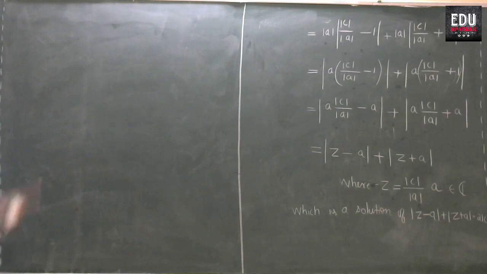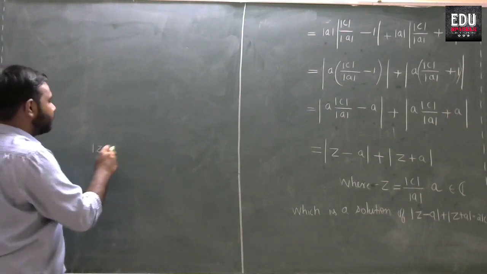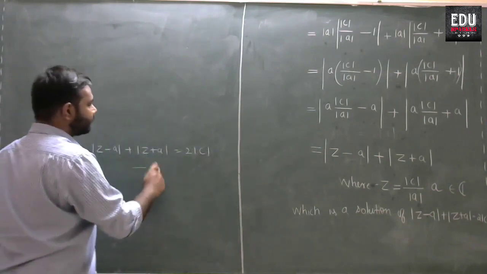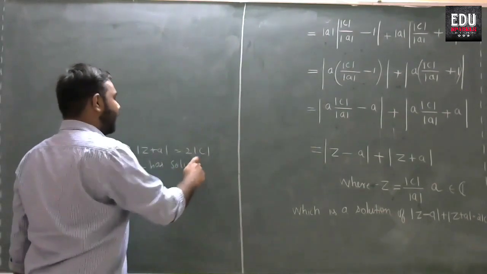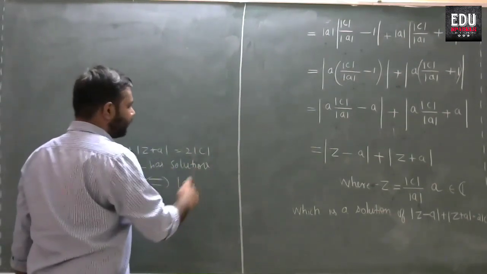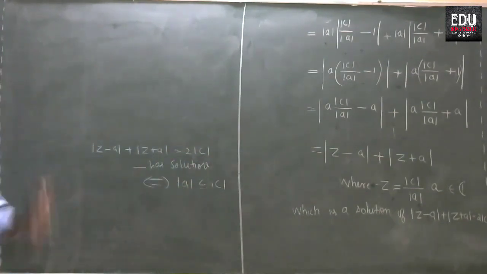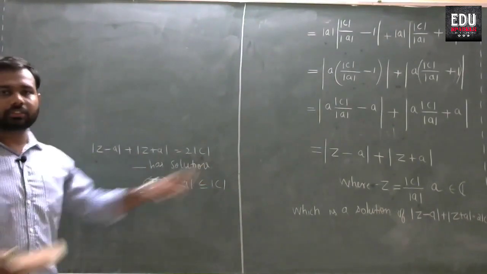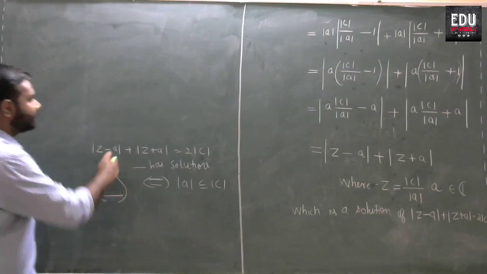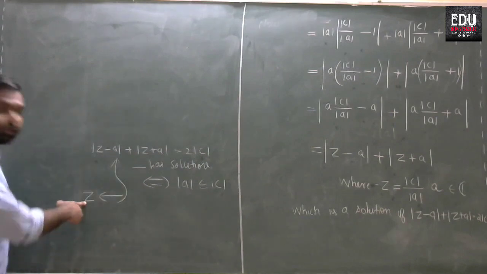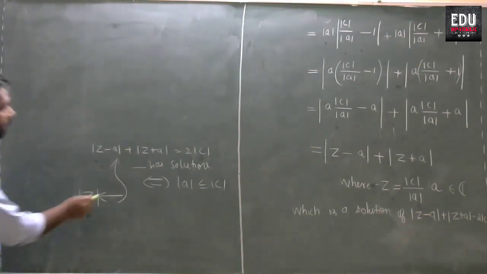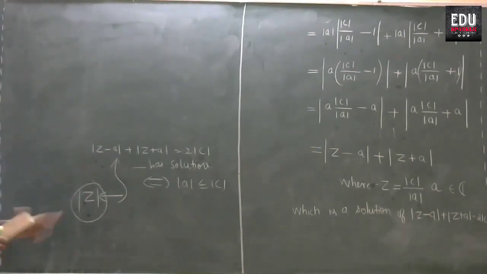So now under this assumption, we have proved that |z − a| + |z + a| = 2|c| has solutions if and only if |a| ≤ |c|. Now assume that |a| ≤ |c|, then this equation will have solutions. That means there are complex numbers satisfying this equation. Now for all those z satisfying this equation, you have to find the least and the largest value of |z|. We have to find the least and largest value of |z|.